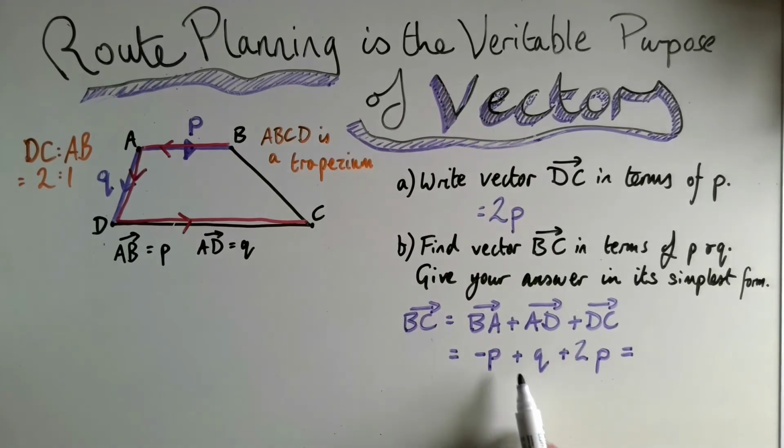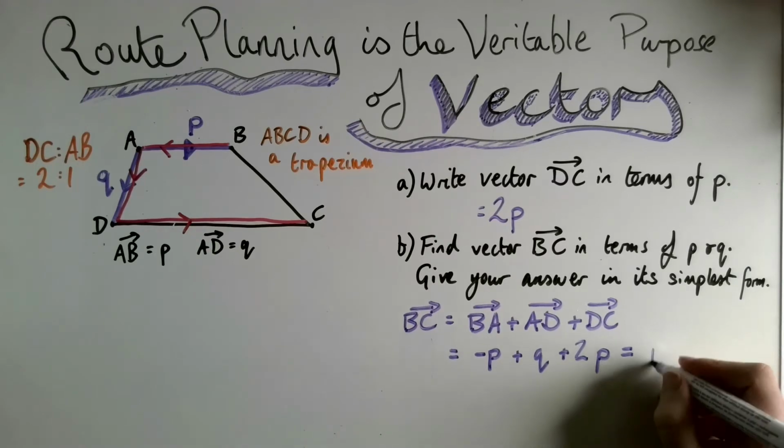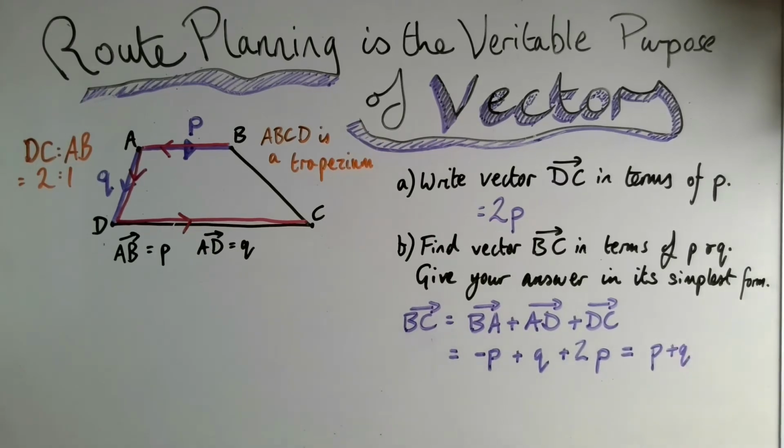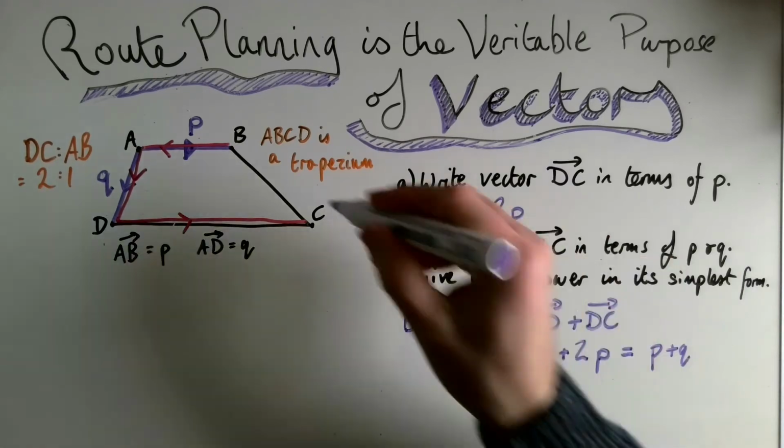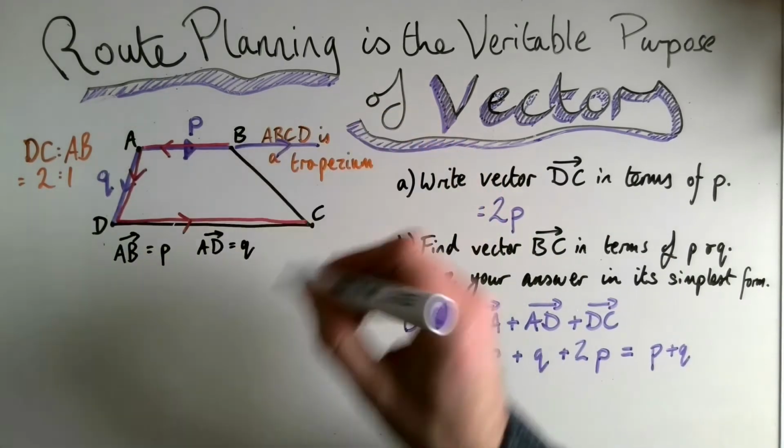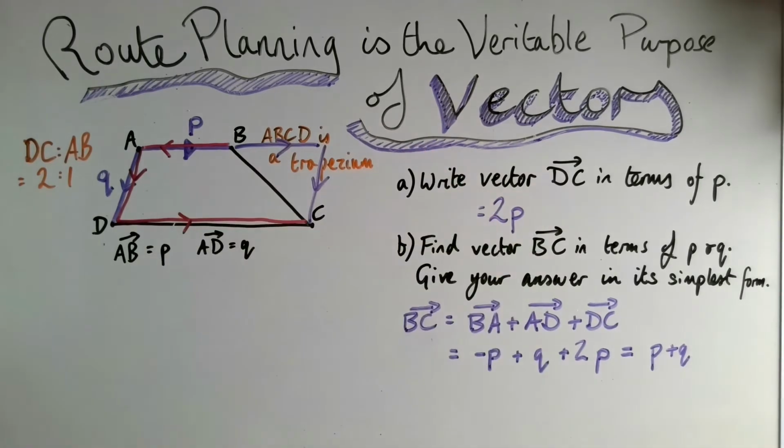So then I just need to simplify that by adding my negative p to my 2p, which just gets me one of them, which gives me p plus q as an answer. And the great thing about the simplification is, it would tell me that the route I could take could be much, much shorter. And all I really need to do to get there is do a P shift, which would be like that, and then a Q shift, which would be like that, and it would get me to C. Okay, that's that one.